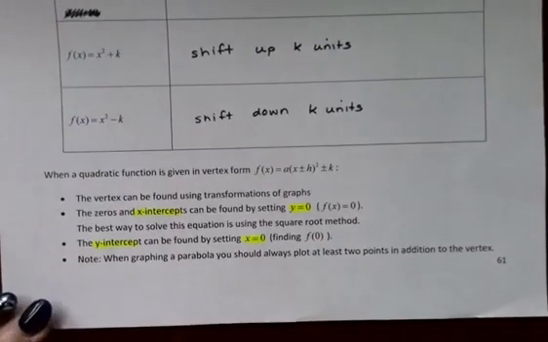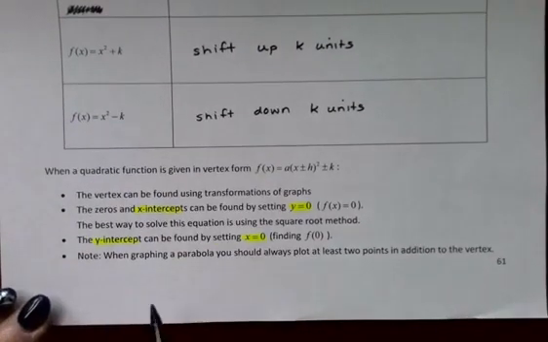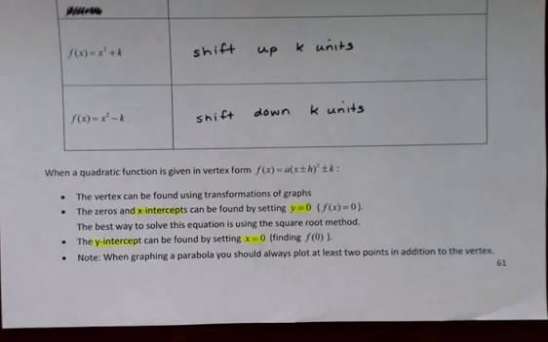Last little note before we try a few practice problems. When you are graphing a parabola, you should always plot at least 2 points in addition to the vertex. That gives you enough points to draw a reasonably accurate graph of your parabola. All right, let me pause there and we'll do a couple of examples in the next video.